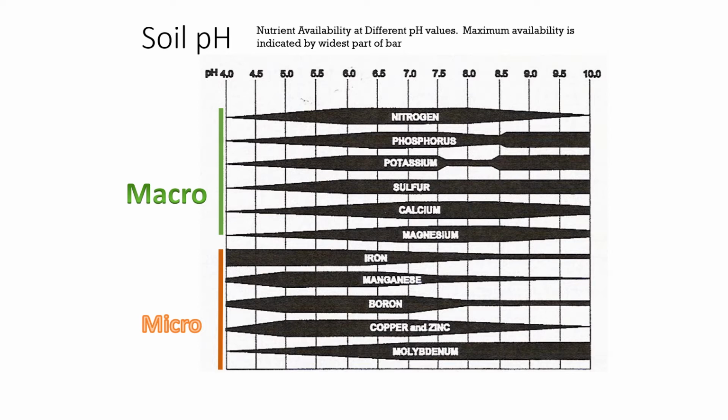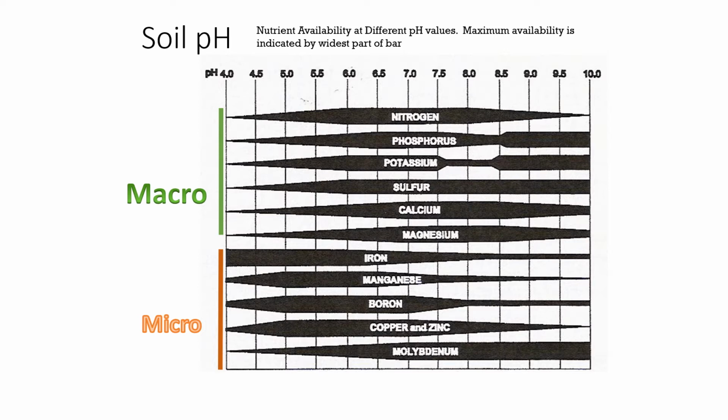If you look at this graph here, you can see that the width of the different bars that have the labels for different nutrients on them change in how big that bar is at different pHs. What you'll notice is that most of these macronutrients, nutrients that are needed in large quantities, that bar gets bigger as the pH starts to get closer to around 7.